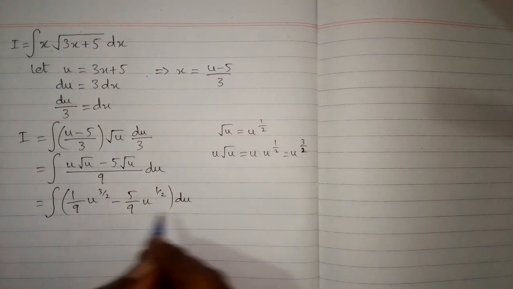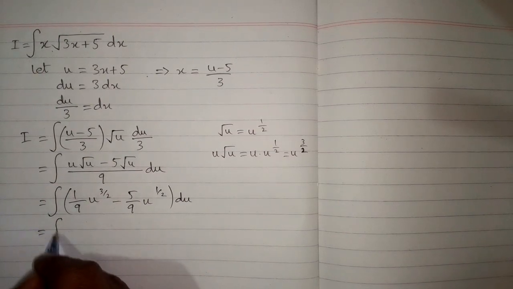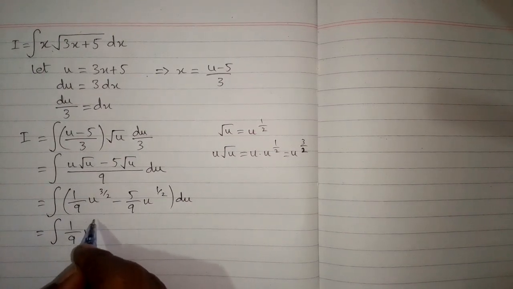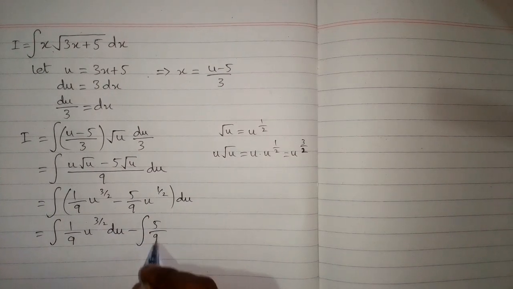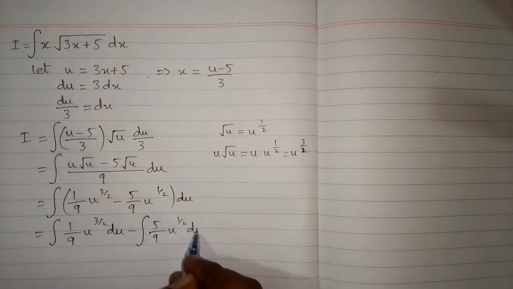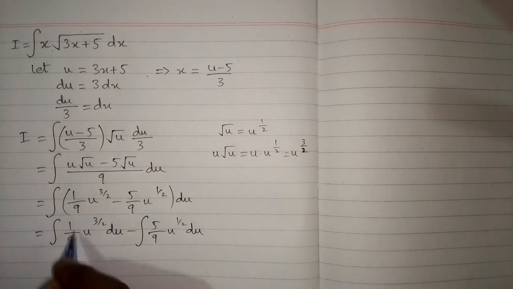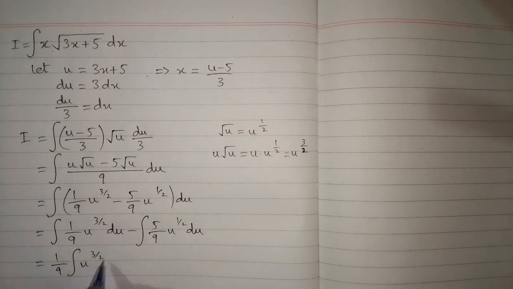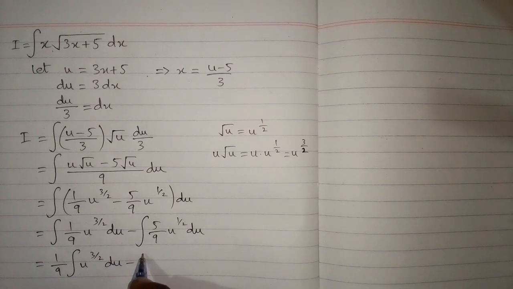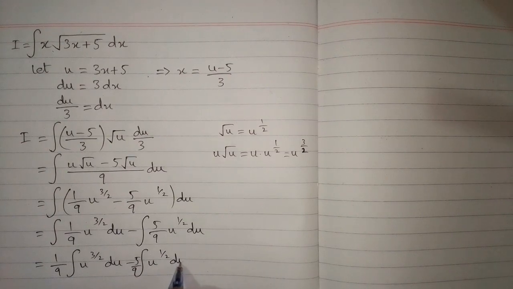Now we will apply integral on both the terms. So we have integral of 1 upon 9 u raised to the power 3 upon 2 du minus integral of 5 upon 9 u raised to the power 1 upon 2 du. Now we can write the coefficient of u before the integral. So we have 1 upon 9 integral of u raised to the power 3 upon 2 du minus 5 upon 9 integral of u raised to the power 1 upon 2 du.